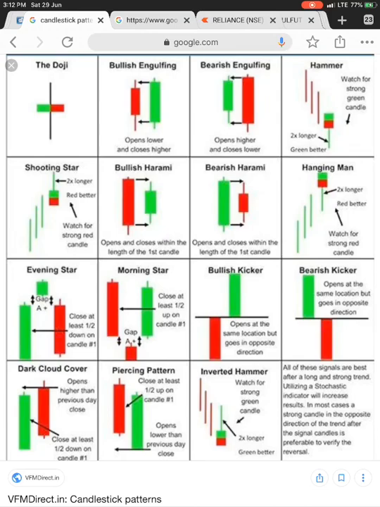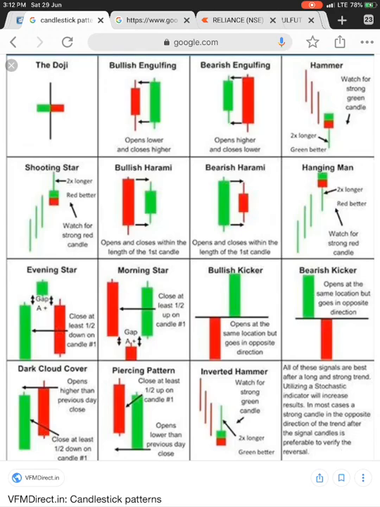Then one more important pattern, dark cloud cover. In dark cloud cover, the bearish candle compared to the previous bullish candle opens higher than the previous day's close if you are seeing it on the day frame, and closes at least covering half of the previous candle. The piercing pattern is also the same, only the terminology differs because piercing happens from below and dark cloud cover occurs from above.